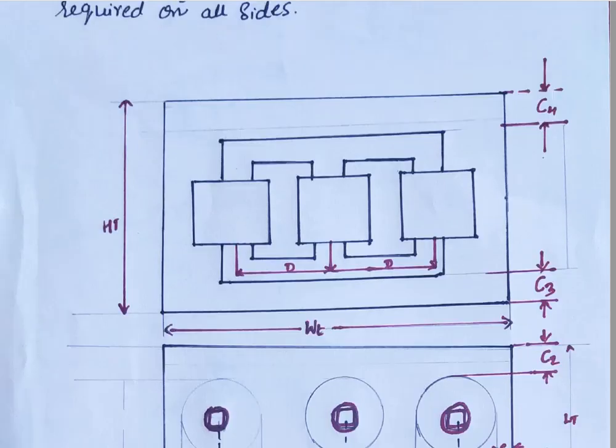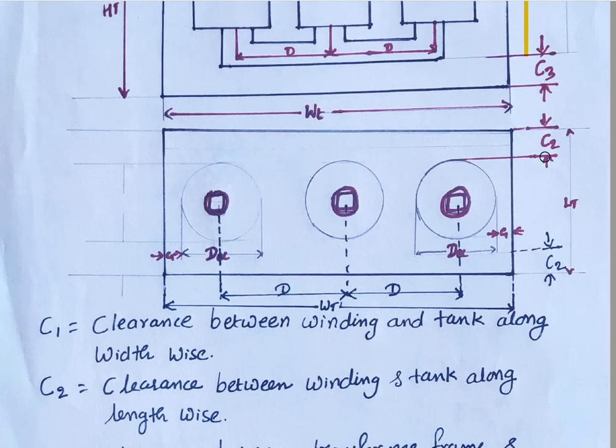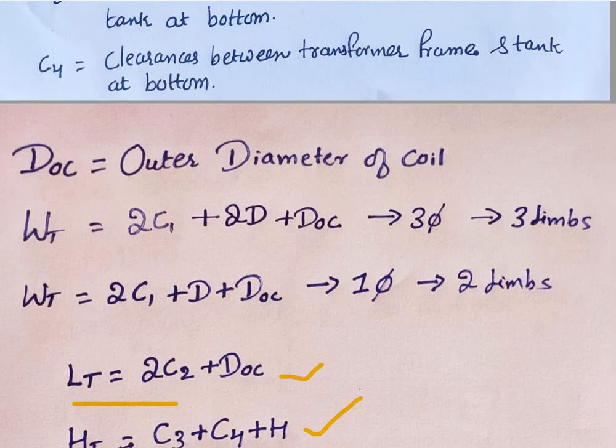So the total height of the tank will be this, and the length of the tank will be this portion. This we have given here. The length of the tank has been given as this portion. Now we will see how to find it.